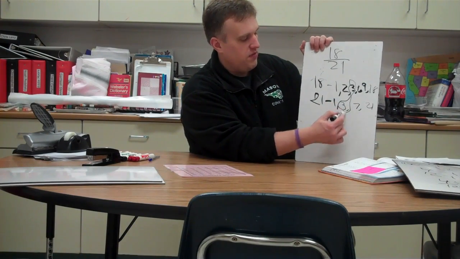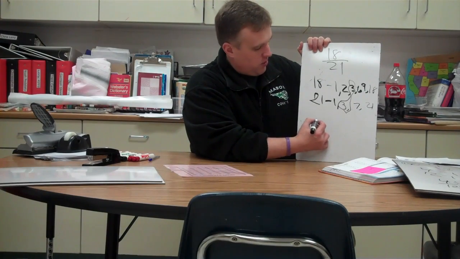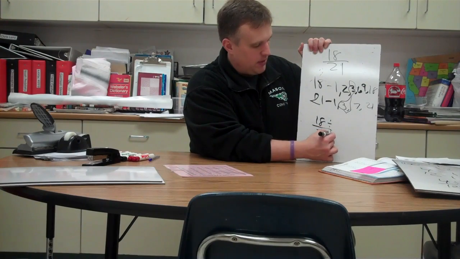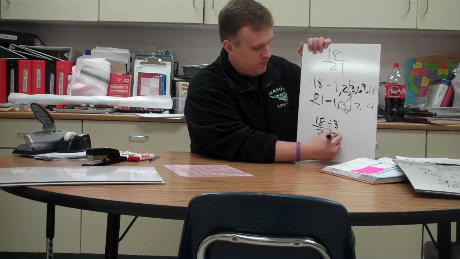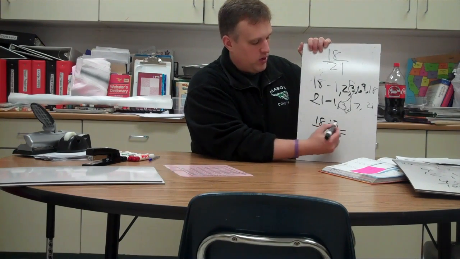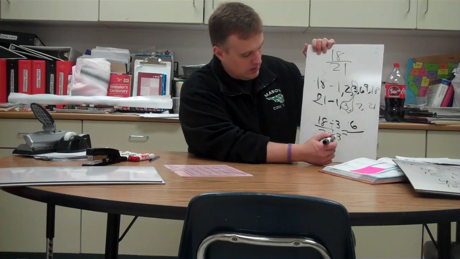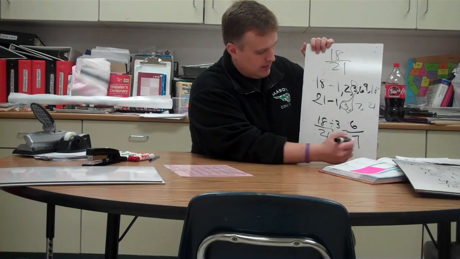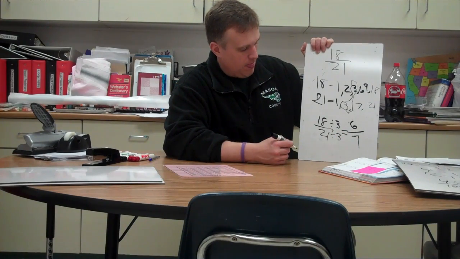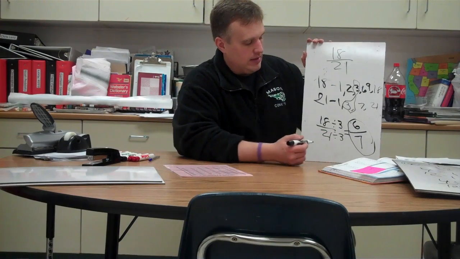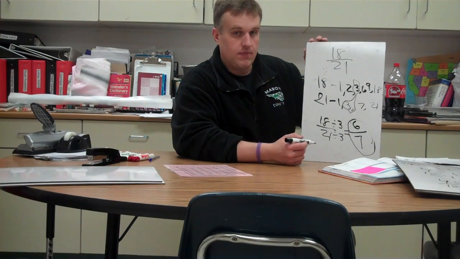Okay? Comparing the list, I see that 3 is my GCF. So, rewriting the fraction, I'm going to divide by 3. 3 goes into 18 6 times. 3 goes into 21 7 times. Okay, so my answer in reduced form is 6/7.